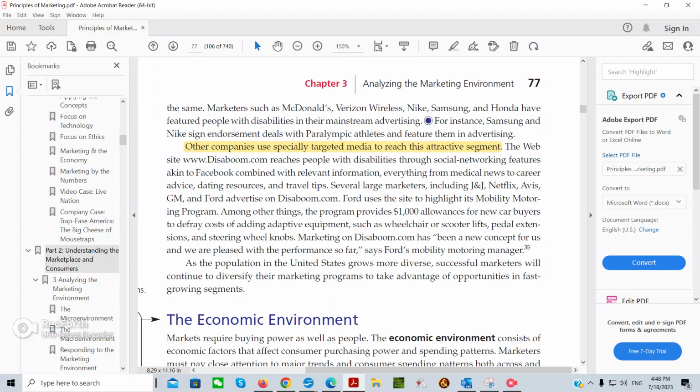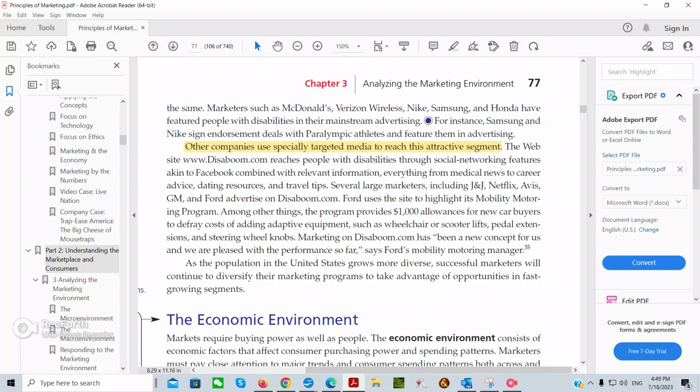www.thisaboom.com reaches people with disabilities through social networking features akin to Facebook combined with relevant information. Everything from medical news to cancer advice, dating resources, and travel tips. Several large marketers, including J&J, Netflix, Avis, GM, and Ford, advertise on thisaboom.com. Ford uses the site to highlight its Mobility Motoring program.